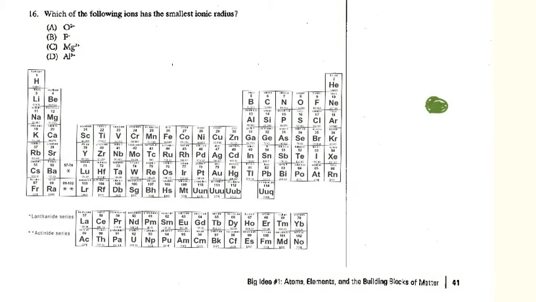16. Which of the following ions has the smallest ionic radius? So that is the size across the atom from the outside electrons to the outside electrons on the other side. And you notice our choices here aren't random. They all are isoelectronic with neon.